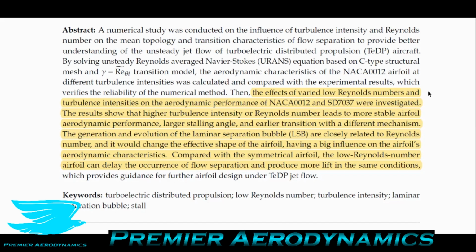So it's fairly thin, and it has a camber. The camber is, I think, 3.2%. So not that much camber, but a little bit. So there are fairly different airfoils. One is uncambered, the other one is cambered, but they have similar thicknesses.